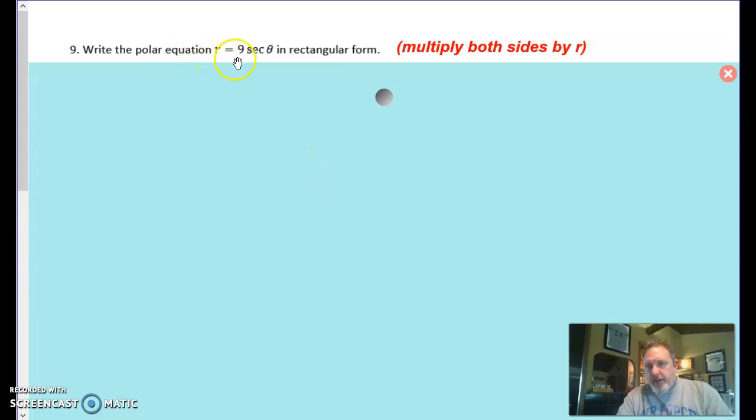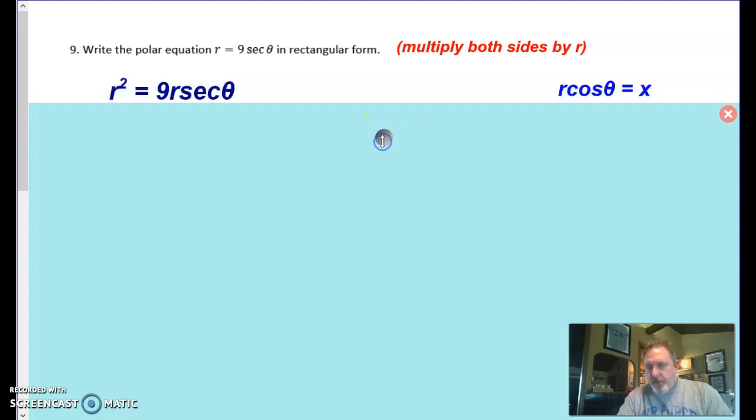Write the polar equation in rectangular form. All right, so in this case, we're going to multiply both sides by r. And when I do that, I'm going to get r squared equals 9r secant theta. Now, we know that x is r cosine theta, y is r sine theta. So if this was just cosine here, we could replace that with x and be done with it. Not so fast, my friend, unfortunately, in this one.